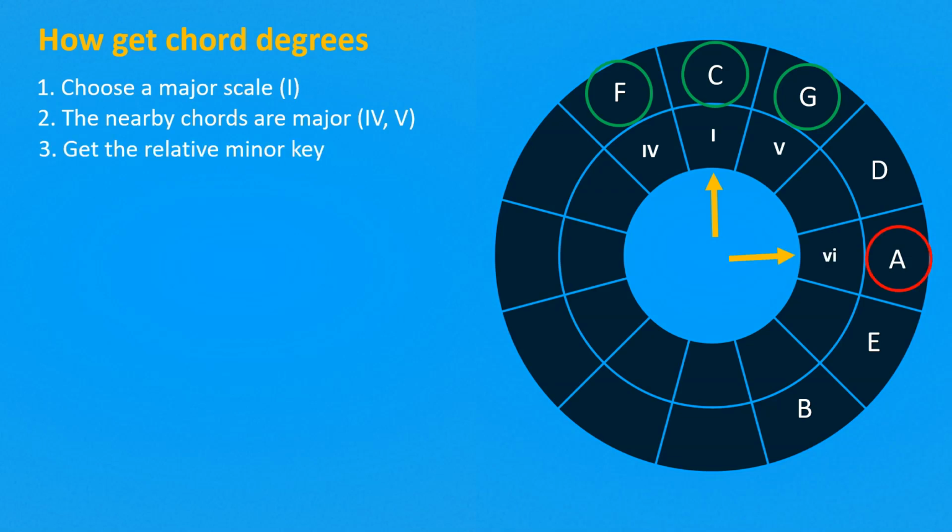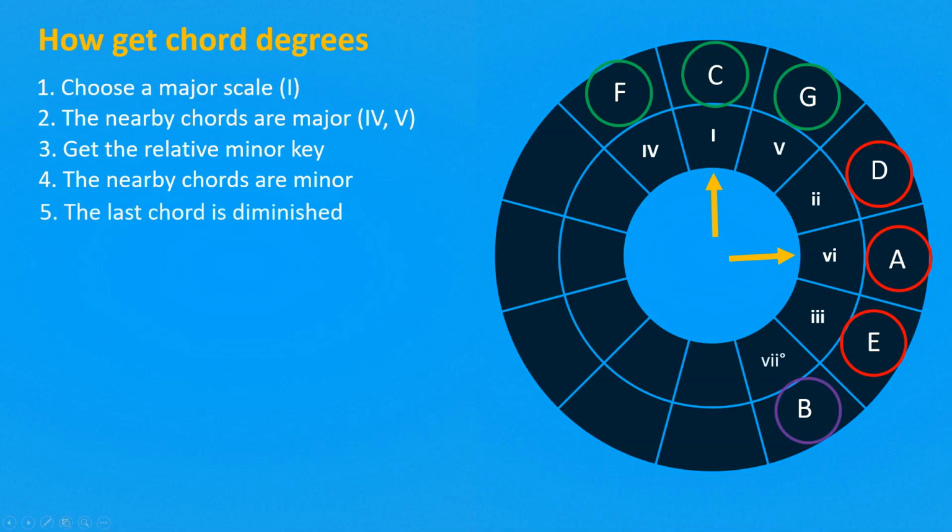Get the relative minor scale, but pay attention, we are always in the C major scale. A is the sixth degree, the submediant. The nearby chords are minor. D is the second degree, supertonic, and E is the third degree, the mediant. At the end we have B, the diminished chord.